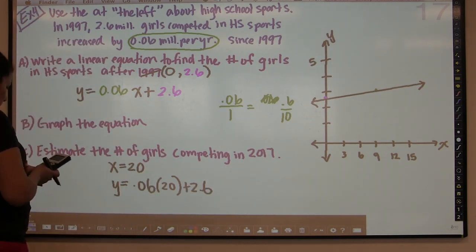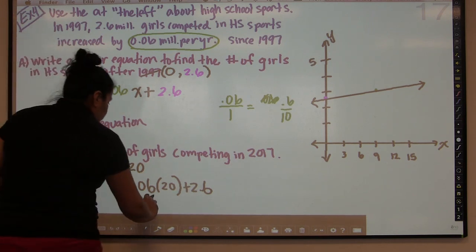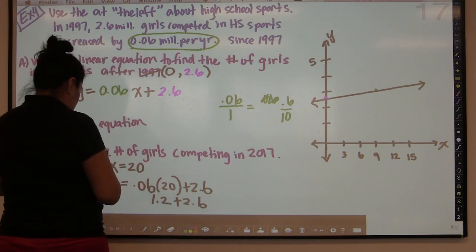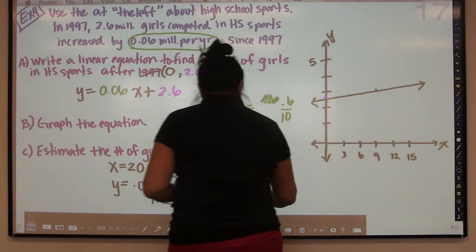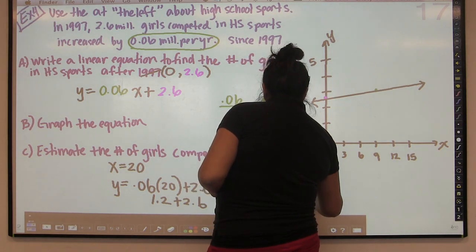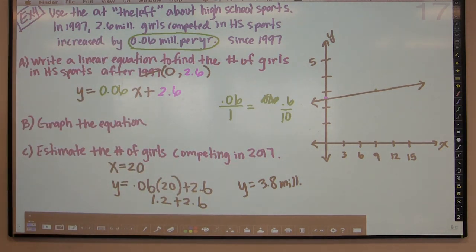So we're going to get 20 times 0.06, which is 1.2. And then we're going to add 2.6 to that and get 3.8. So we should expect that in the year 2017, there will be 3.8 million girls competing in high school sports. So yay, go girl power.